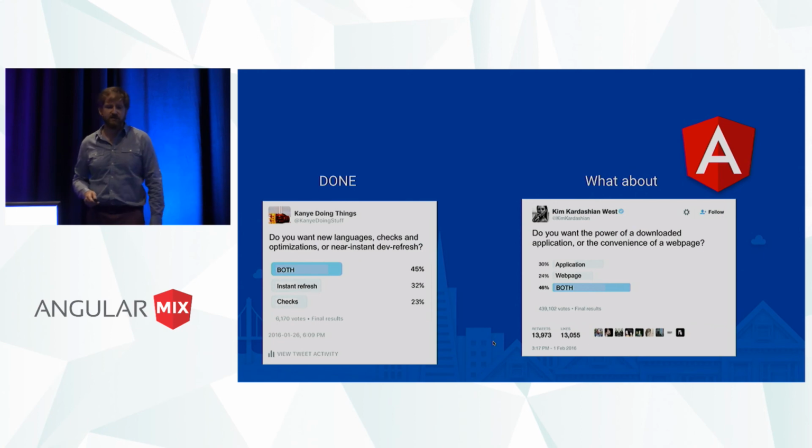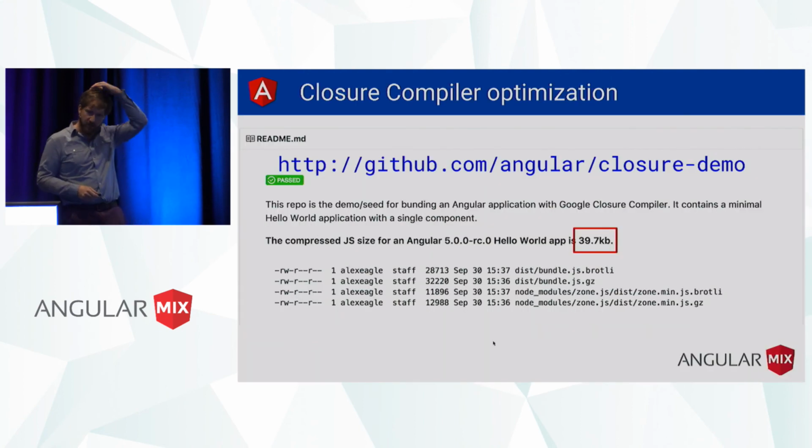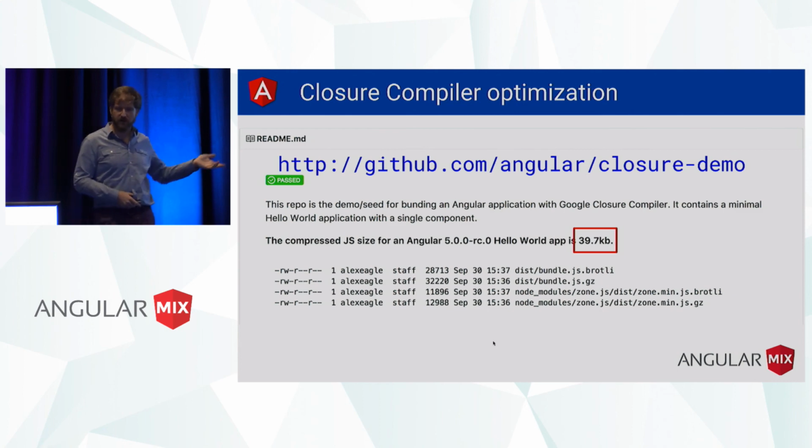So I talked about how to make things better for users. I have very little time to talk about how we're going to make things better for the end user on the web. But one thing we use is the Closure compiler. I'm not going to go into any detail, but this has actually been available since Angular 4, and this is our canonical demo repo where you can see it working.